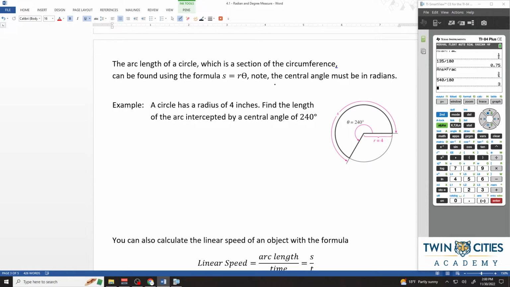But I've got a note here. Central angle must be in radians. So for this particular problem, I've got a circle with radius 4, and the central angle is 240 degrees. The first thing I need to do is convert this 240 degrees to radians. So we're going to start with 240 degrees, and multiply, since we're looking for radians, by pi over 180 degrees.